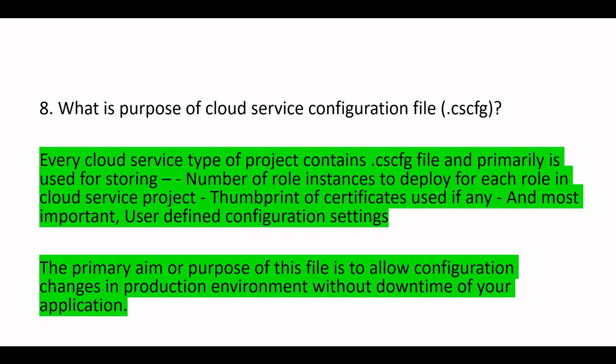Now this is a configuration file. Let me tell you, every cloud service project consists of a cloud service configuration file. It basically stores external configurations like thumbprints of your certificates, the number of role instances to deploy for each role in the cloud service project, and it also stores user-defined configuration. The primary aim is to reduce the downtime of your application. Let me give you an example.